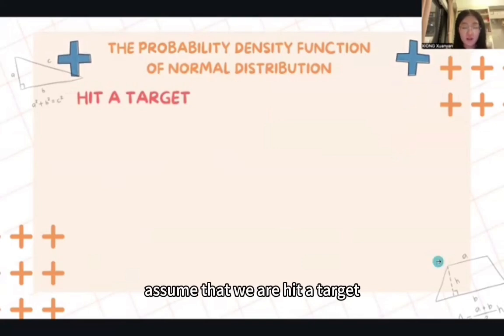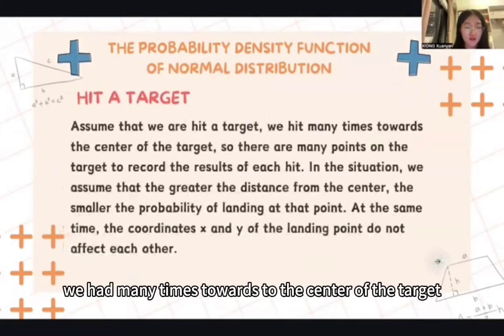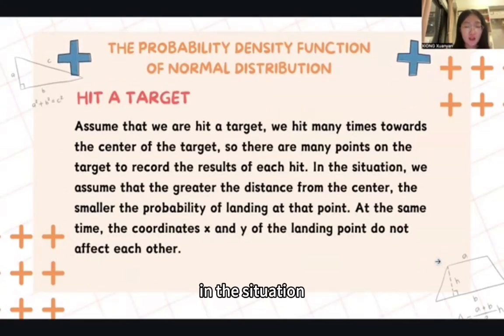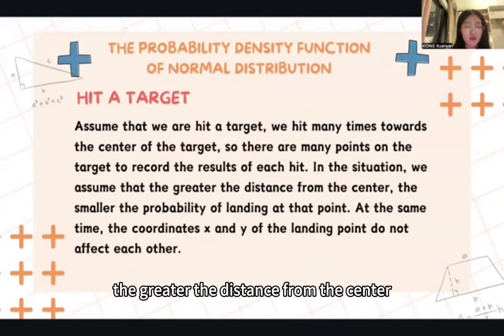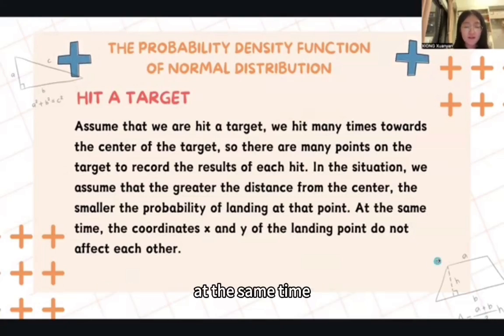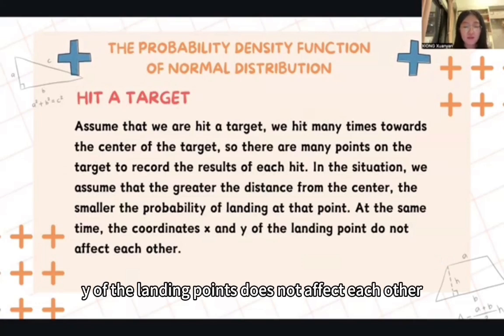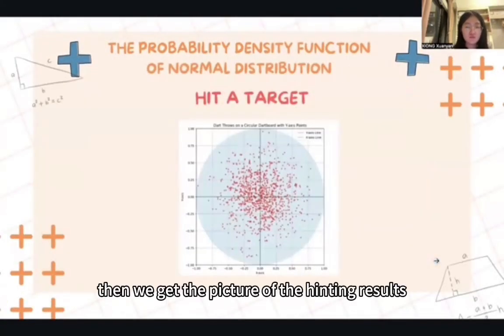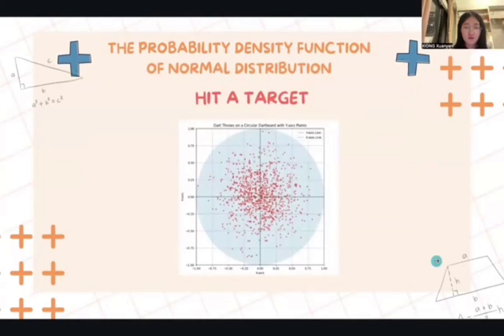Assume that we are hitting a target. We hit many times towards the center of the target, so there are many points on the target to record the result of each hit. In this situation, we assume that the greater the distance from the center, the smaller the probability of landing at that point. At the same time, the coordinates x and y of the landing points do not affect each other. Then we get the picture of the hitting results.